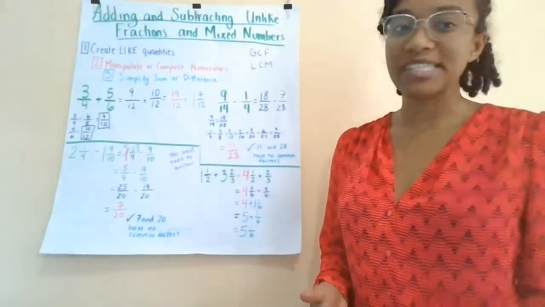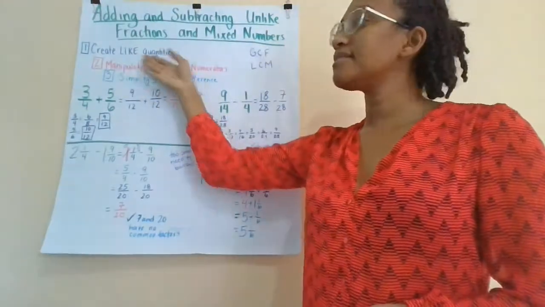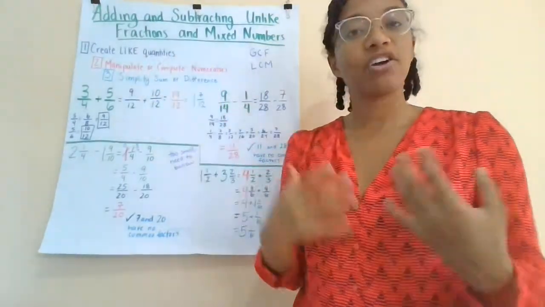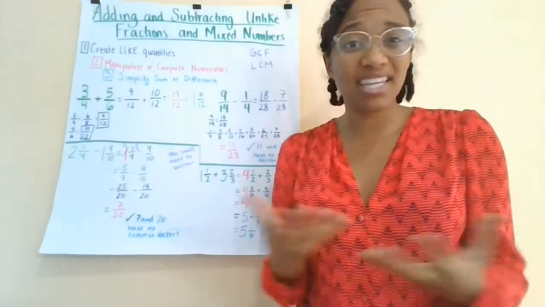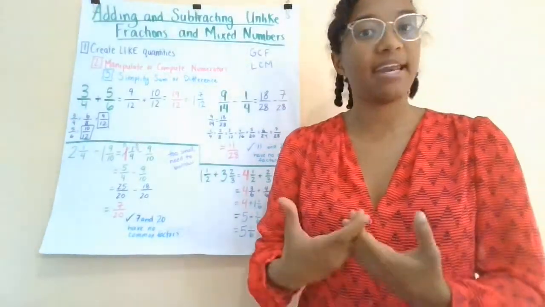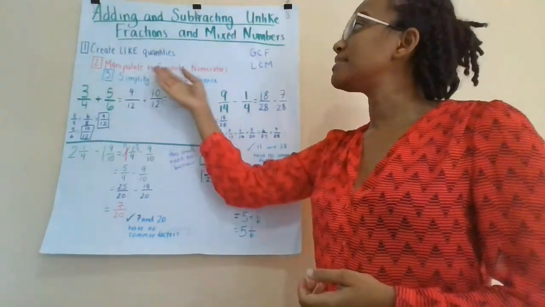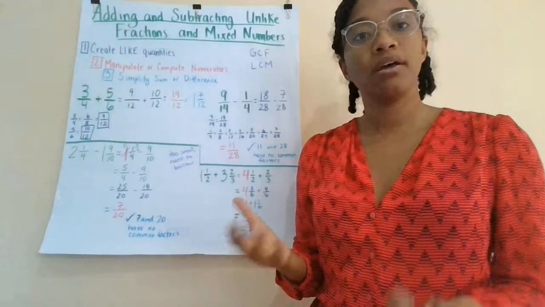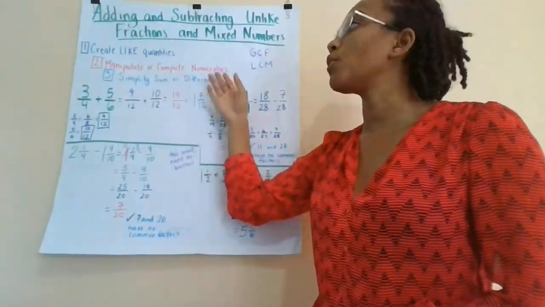Of course, we're always going to estimate before we begin. After that, we will create like quantities. In our last video, we talked about like and unlike fractions. If fractions are unlike, they don't work together. We can't add them, so we need to change them into like quantities. Then we need to manipulate or compute the numerators. Next, we will simplify the sum or difference.